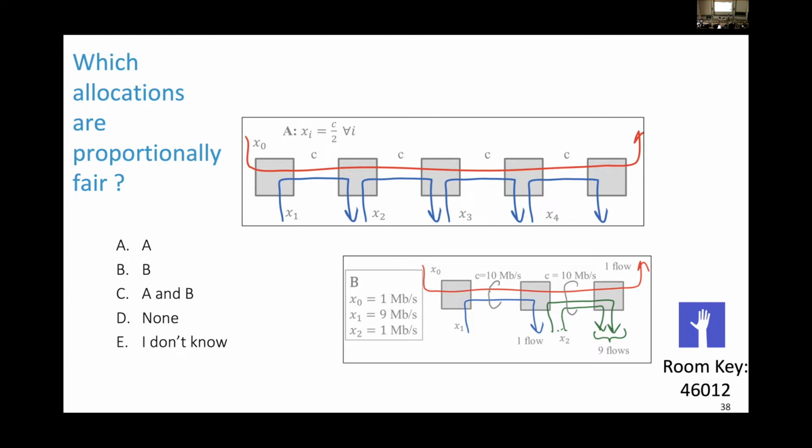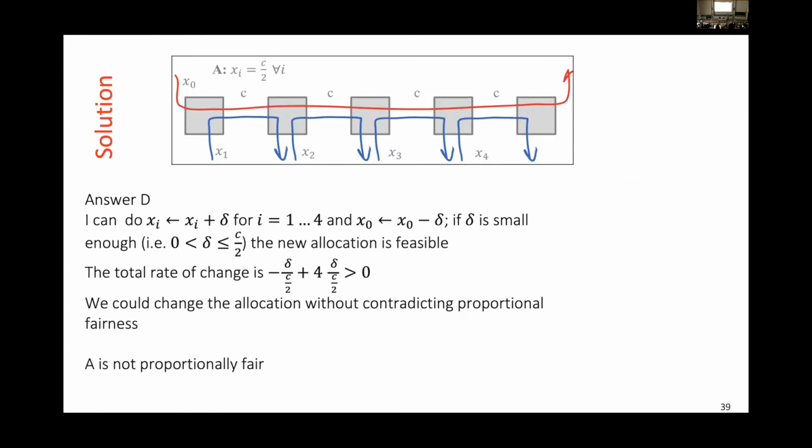Well, so the majority think that B is a proportionally fair allocation. Well, the truth is none of them are proportionally fair. So let us see why.